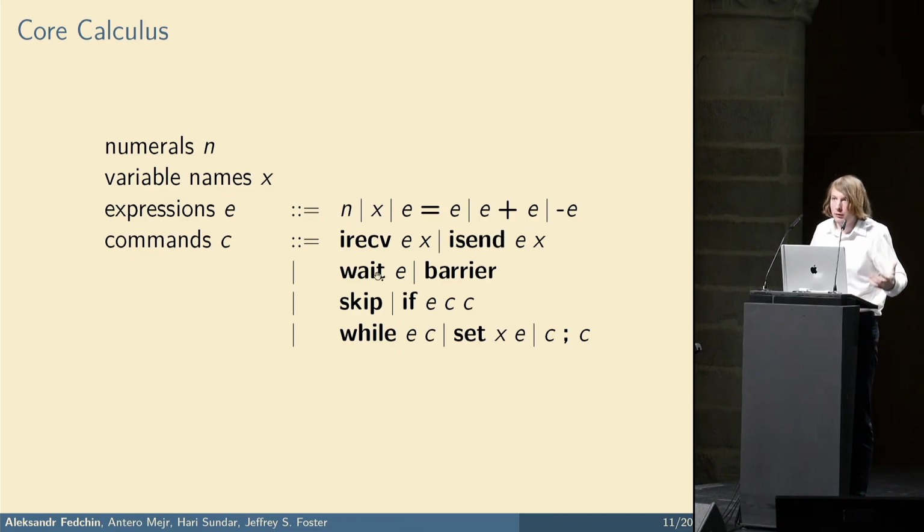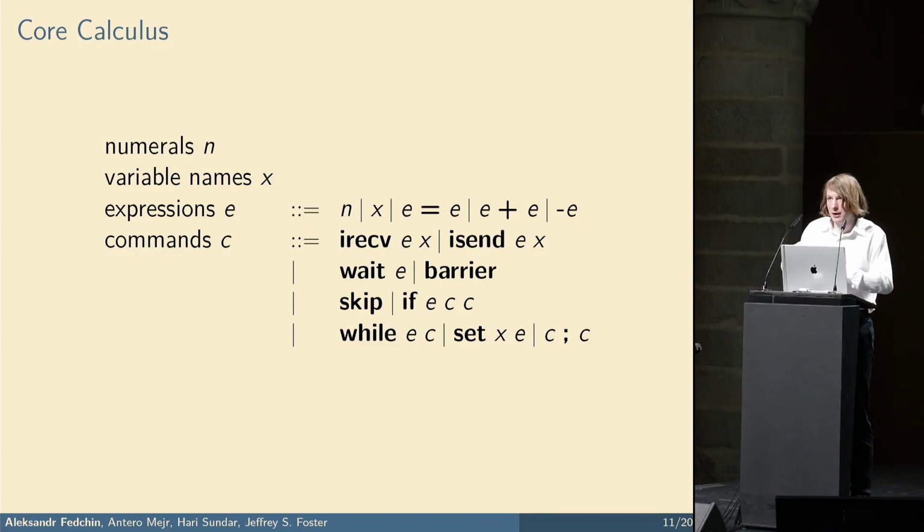Importantly, there are 4 commands that are specific to MPI communication. So: I receive, I send, wait, and barrier. Barrier synchronizes all processes, as we saw in the previous talk. But then we split receives and sends into 2 parts, as you can do in MPI. So there is an initial receive, or immediate receive, and then there is a wait, and the same for send.